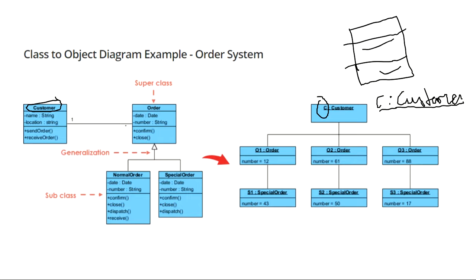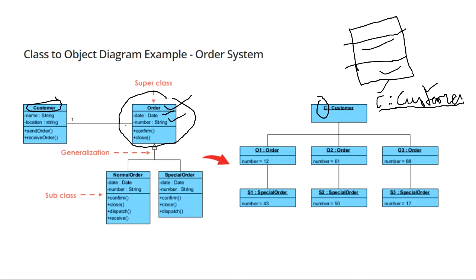Now this shows that C is the object for the customer class. Got it? One major difference between an object diagram and a class diagram you will find, for example, see this class order. This was the order class. What were the attributes here? Date and string. These are the attributes, meaning the properties of your order class.